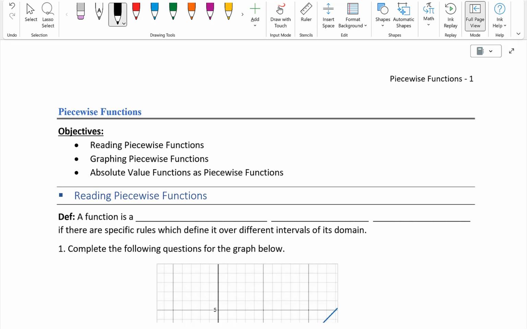For this standard video, we're working with piecewise functions. Our objectives include reading piecewise functions, graphing piecewise functions, and then working with the absolute value function as a piecewise function. We start with reading piecewise functions and our definition.